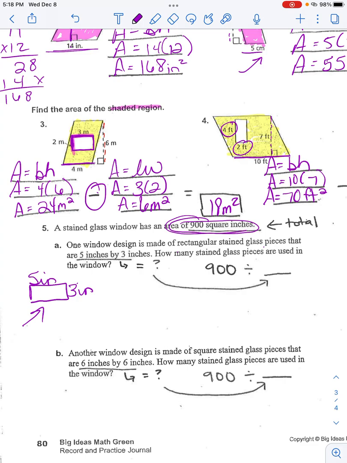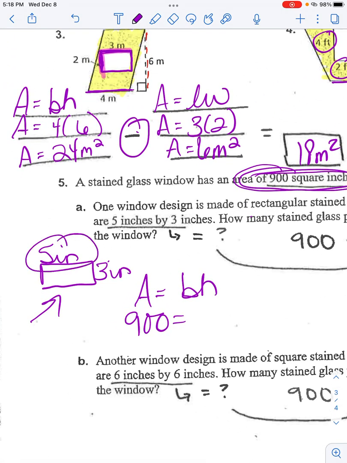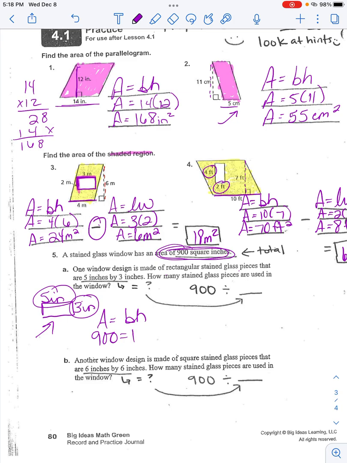So remember that the window is 900 square inches. So if you're thinking about base times height, the area, it gave it to us, 900. One little piece is 15 inches squared. How do I know it's 15 inches squared? Because base times height is 15. I need to figure out how many of those pieces are made up for this stained glass window.